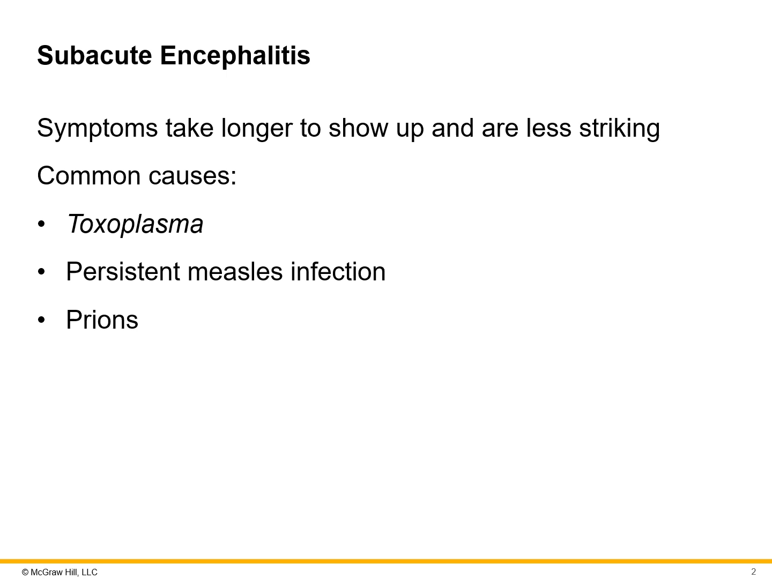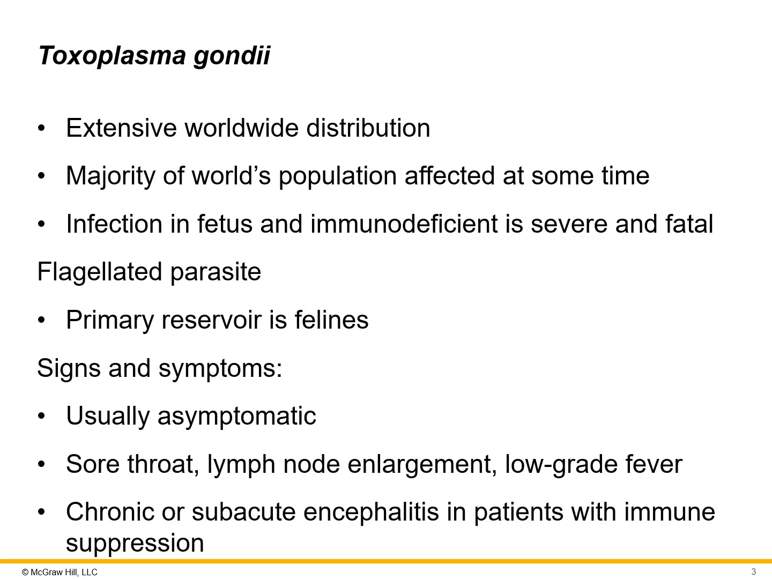Now, when we talk about encephalitis, we talk about subacute. This is where the symptoms take longer to show up and they're less striking, which allows the immune system a little bit better chance at fighting them off. And these are caused by toxoplasma, persistent measles infections that are not treated properly, and also those prions, those infectious proteins we've talked about. So the first one, Toxoplasma gondii, we'll talk the most about.